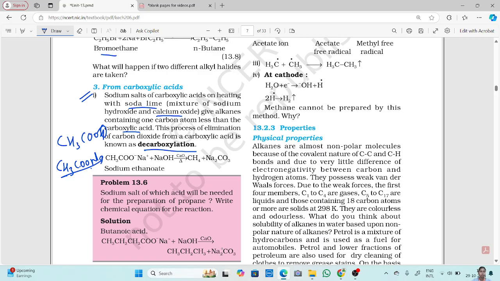When you heat it with soda lime, what is soda lime? Soda lime is a mixture of sodium hydroxide with calcium oxide. It gives you alkanes. Now what happens is that in this process you remove this COO. COO means CO2, that is carbon dioxide. So when you remove carbon dioxide from carboxylic acid, the process is known as decarboxylation. So here this COO is removed, and a hydrogen is added to this CH3, so it became CH4. Then you have Na combining together forming Na2CO3, that is sodium carbonate. This is what the decarboxylation reaction is.